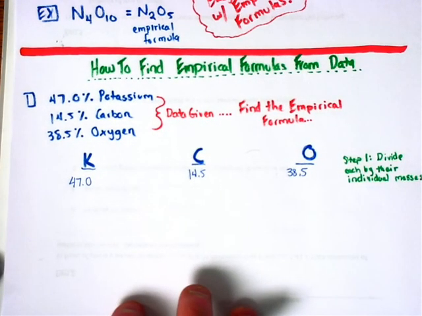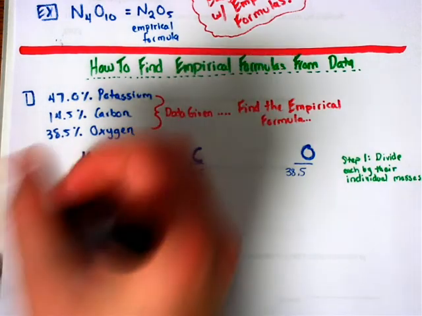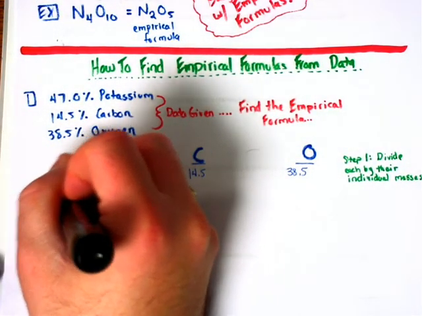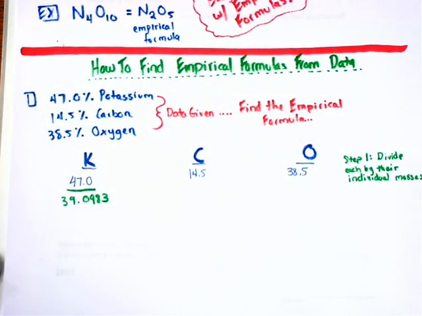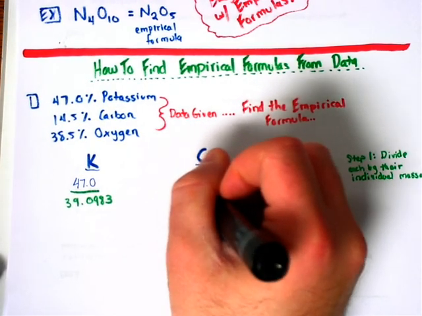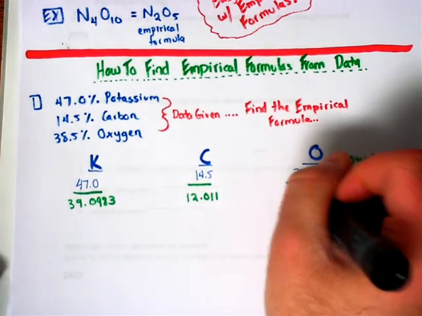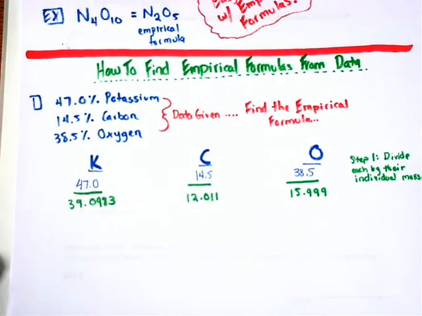So divide each by their individual masses. So what is the mass of potassium from the periodic table? So 39.0, I believe 983, right? What's the mass of carbon? And how about the mass of oxygen? So I'm dividing each of them by their respective masses.